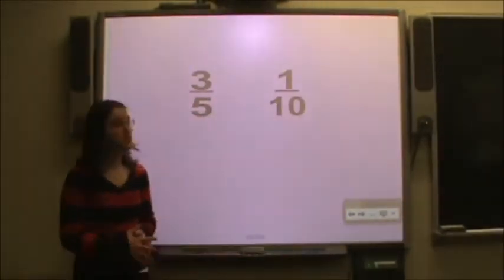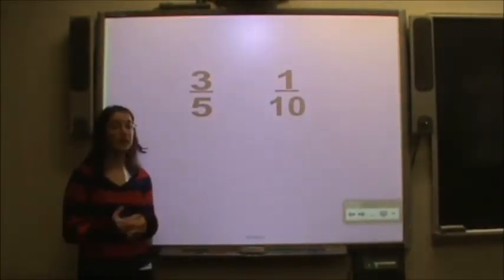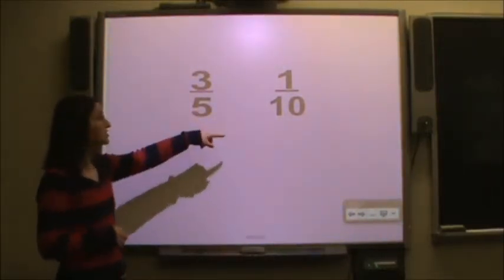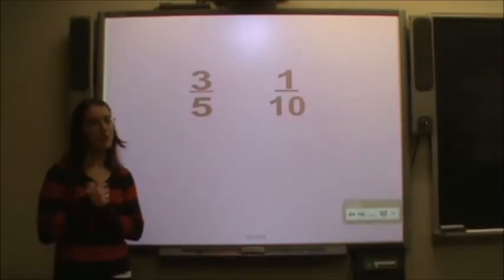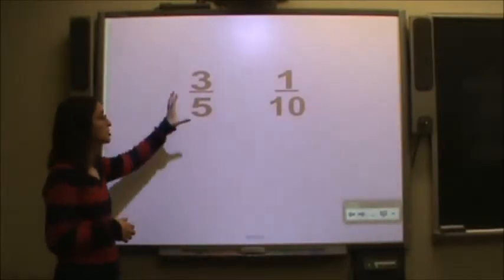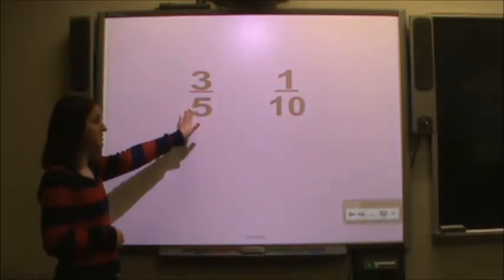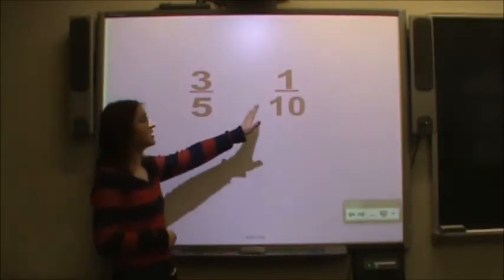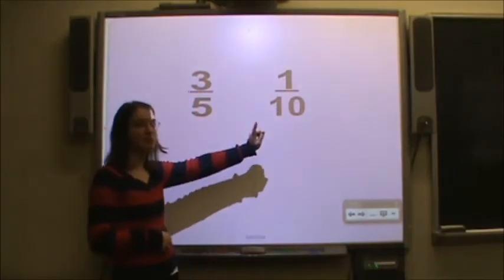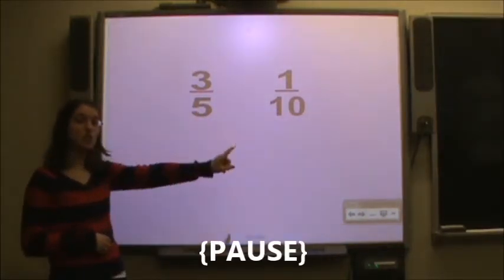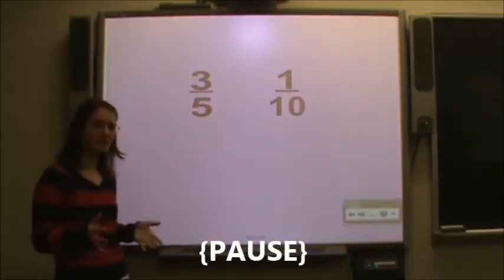I'm going to try a challenge now. I'm going to put 2 fractions on the board, and you're going to try and find an equivalent fraction for both of them, but they both have to have the same denominator. So this fraction, you need to find an equivalent fraction for. So 3/5 needs to be equivalent to a fraction, and a fraction that's equivalent to 1/10, but they both have to have the same denominator. Pause the video and try and do that now.